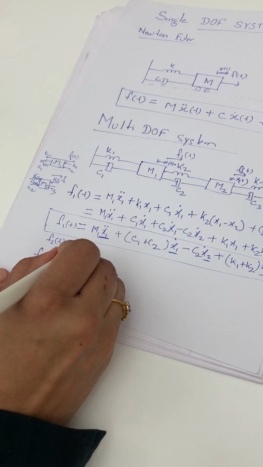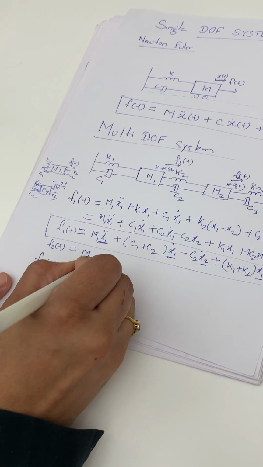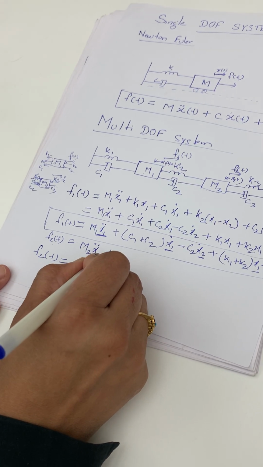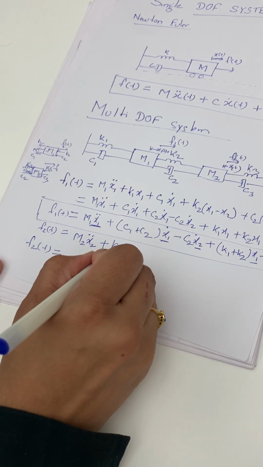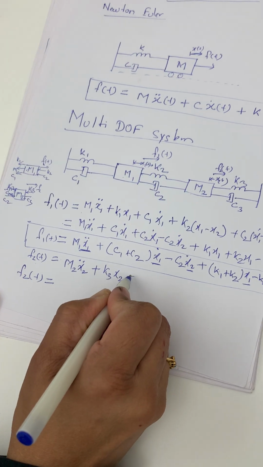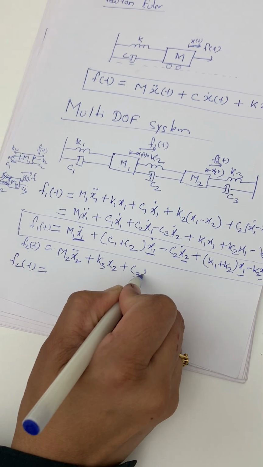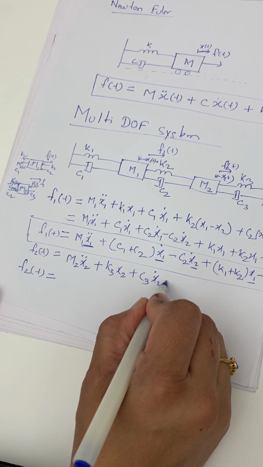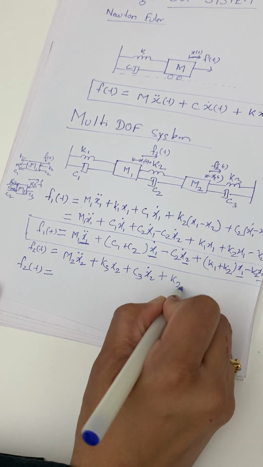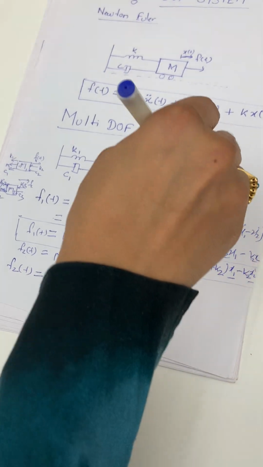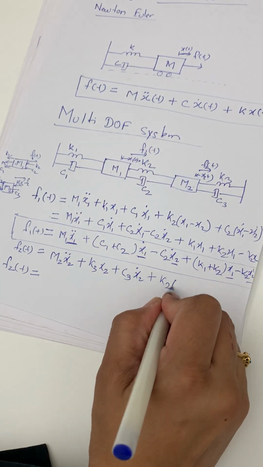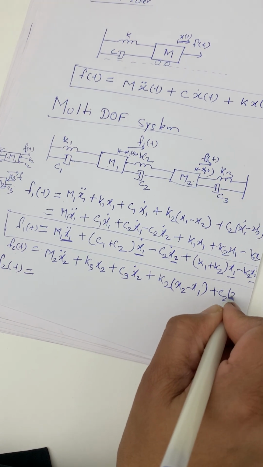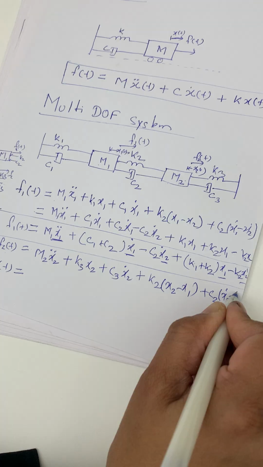First, the inertial force, that is M2 x2 double dot, plus K3 x2 plus C3 x2 dot, plus K2. Now for this mass we will write x2 first: K2 (x2 minus x1) plus C2 (x2 dot minus x1 dot).